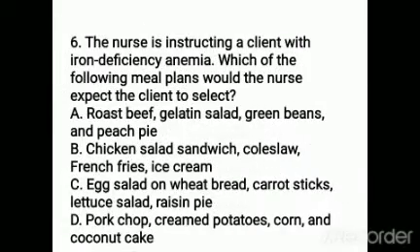Question number 6. The nurse is instructing a client with iron deficiency anemia. Which of the following meal plans would the nurse expect the client to select? Options are roast beef, gelatin salad, green peas and a peach pie; chicken salad sandwich, coleslaw, french fries, ice cream; egg salad on wheat bread, carrot sticks, lettuce salad, and raisin pie; pork chop, creamed potatoes, corn, and coconut cake. Correct answer option C. Egg salad on wheat bread, carrot sticks, lettuce salad, and raisin pie.